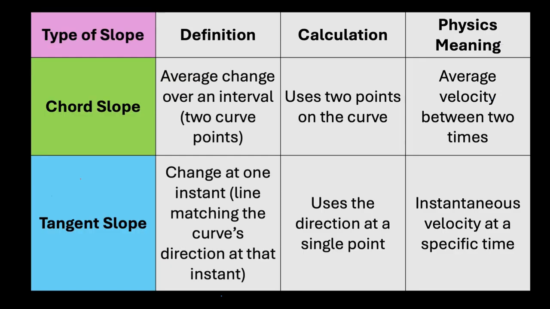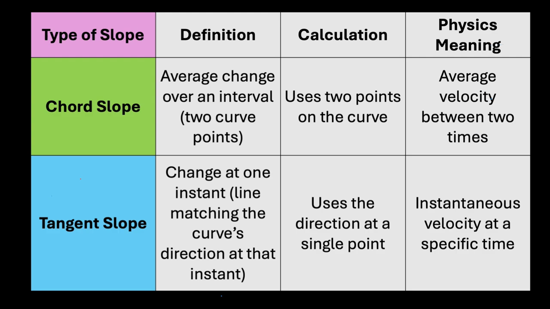Now, if you have not been writing things along with me so far, please make sure to write it down at least now. So it means that on a graph, if you find the slope of a chord, using 2 points on the curve, what you get is the average change over an interval or the average velocity between these two times.